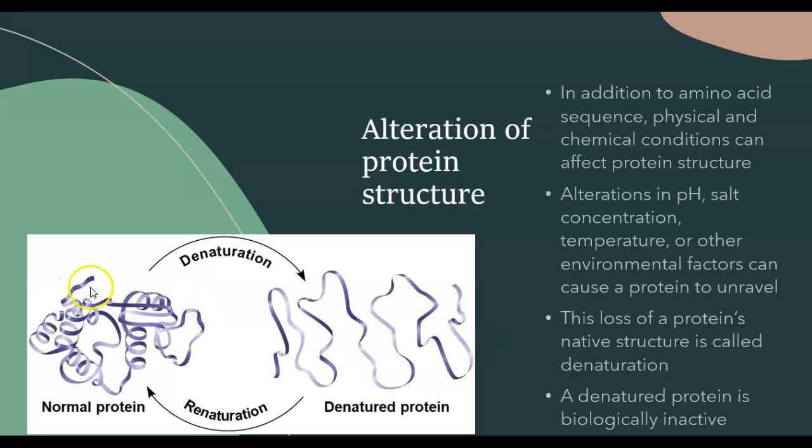So you have a denaturation that's occurring, and then a renaturation when the conditions change back to the normal condition. For instance, if the pH is a little bit off, it might cause the protein to unravel a little bit, but if you correct the pH, then it'll go back to its normal shape. If it's denatured, it's inactive. It's not going to do its job, and that's a really important concept to understand.